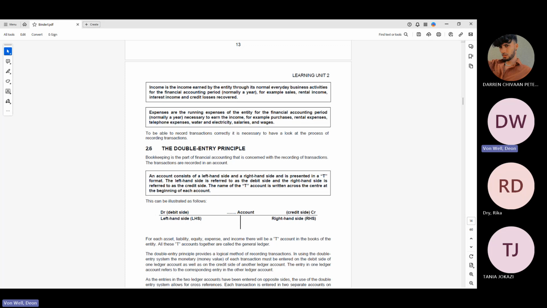So every account in the general ledger can be an asset account, a liability account, an equity account, an income account, or an expense account. For every account, there will be a T account for that specific account in the general ledger. There will be on the left-hand side my debits, and on the right-hand side my credits. And this is cast in stone. It can't be debit on the right and credit on the left. No, it's always debit on the left and always credit on the right.